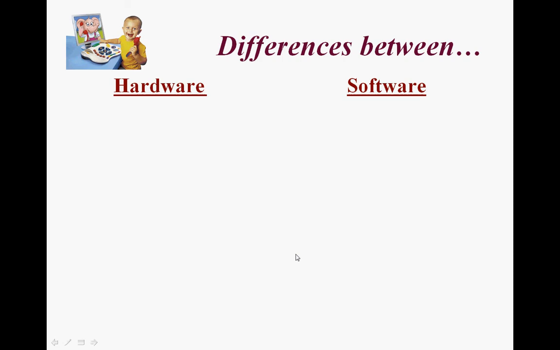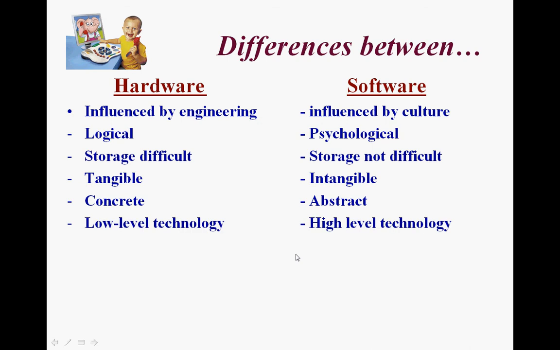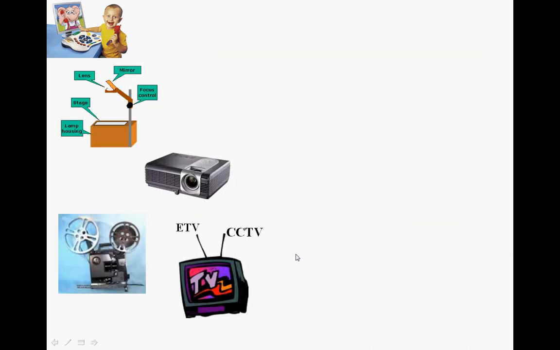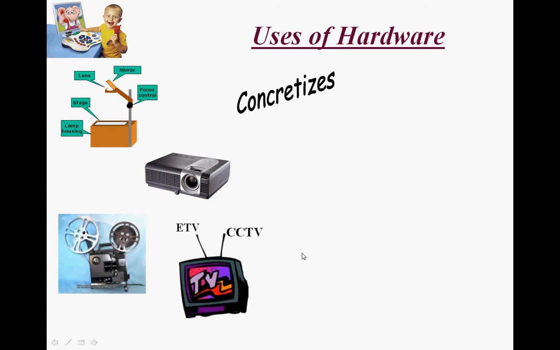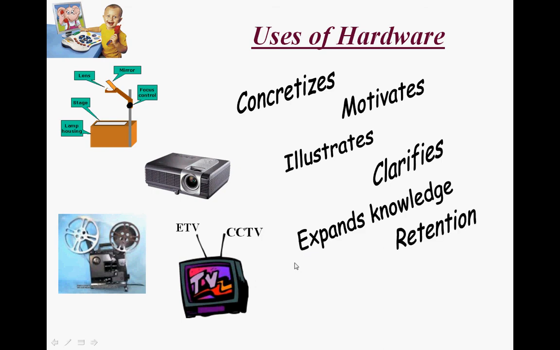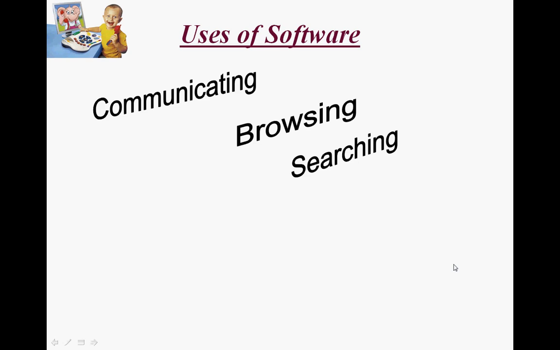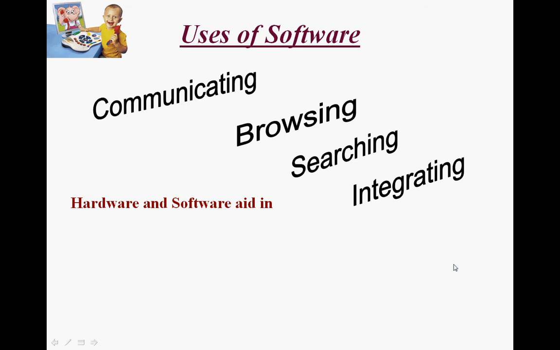What is the difference between hardware and software? Uses of hardware. It concretizes information, motivates, illustrates, clarifies, expands knowledge, retention, and systematizes. Uses of software. It helps in communicating, browsing, searching, integrating. Hardware and software, they aid in online learning and video conferencing.